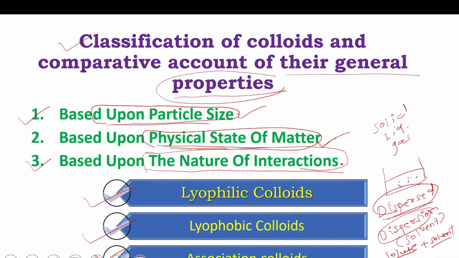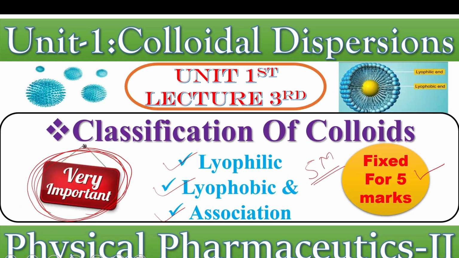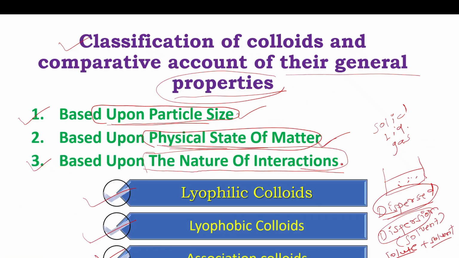Okay, ये जो details हैं, that is the classification of the colloids. जब exam में question आएगा explain the classification of colloids, आपको 3 parts explain करने हैं: based upon the particle size, based upon the physical state of matter and based upon the nature of interaction. Based upon the particle size, इसमें simply आपको 3 definitions लिखने हैं, कौन से, molecular dispersion, colloidal dispersion and coarse dispersion, right?